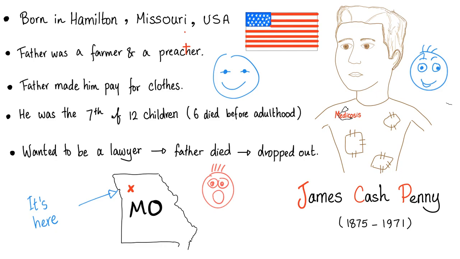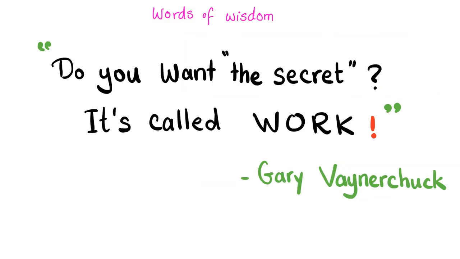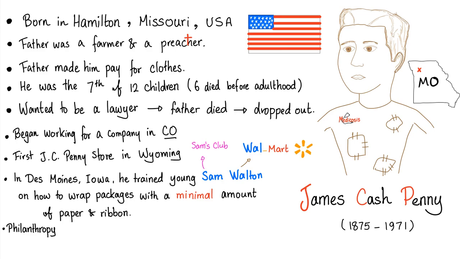And I'm sure he said, what's the purpose of life anyway? But instead of sucking on his thumb and dwelling, he went to work. Do you want the secret? It's called work. Then he began moving west. He went to Colorado. He worked for some guys there. First, J.C. Penney's store was in Wyoming. Then he went to Des Moines, Iowa.